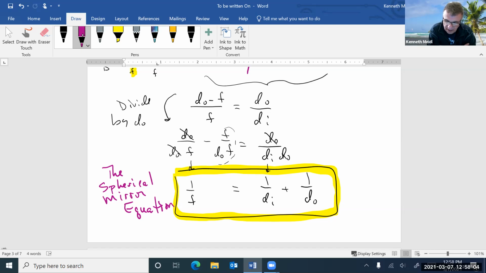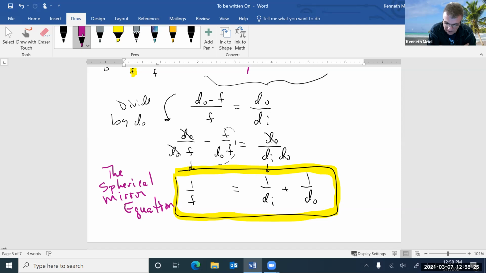One's based on light going through a transparent material, and here this is light bouncing off of some sort of silvered material, some sort of reflective material, and yet the equations come out to be exactly the same. Now, in both cases, both equations are approximations, and if you were really paying attention in this derivation, you might see exactly where the approximation is.